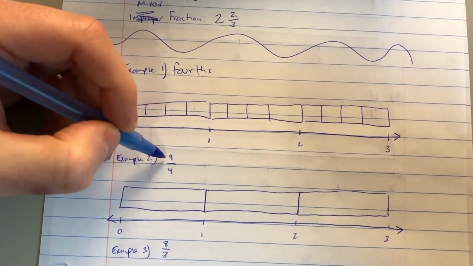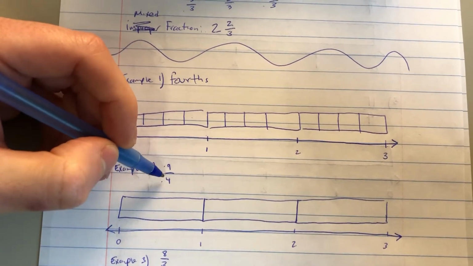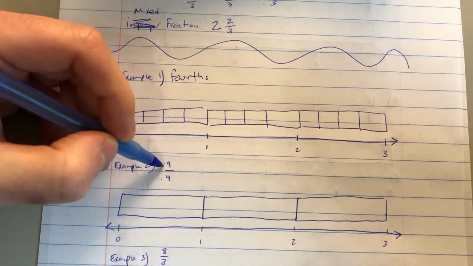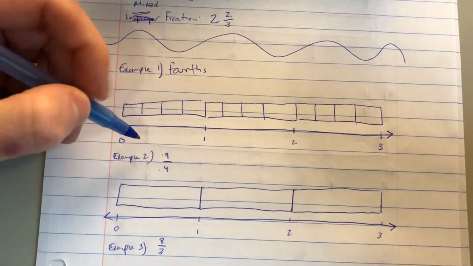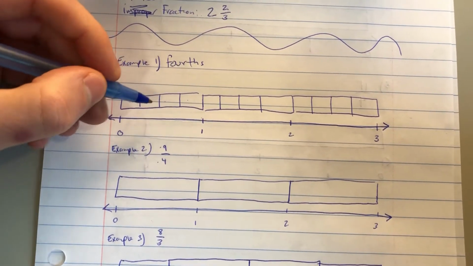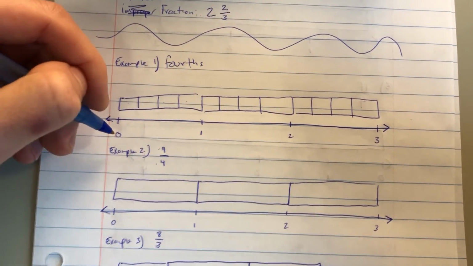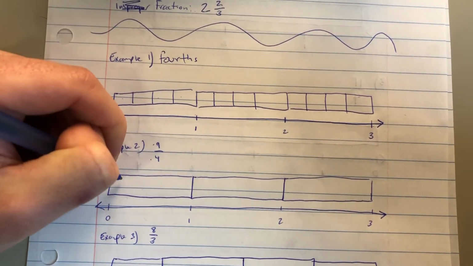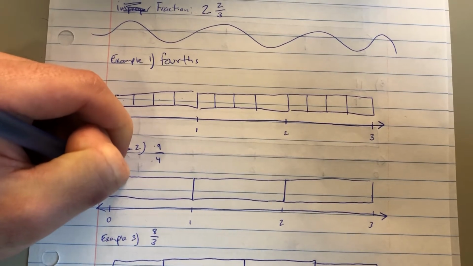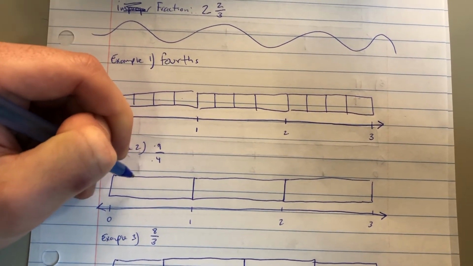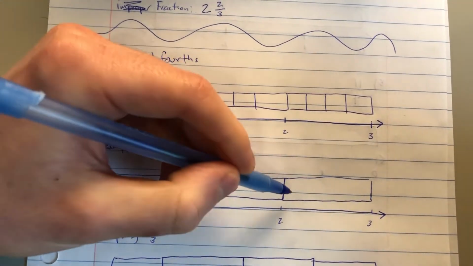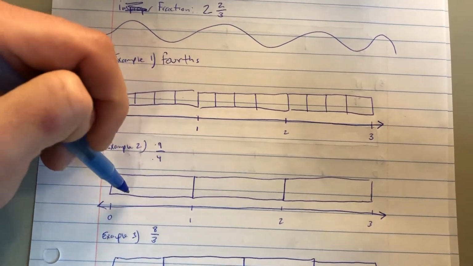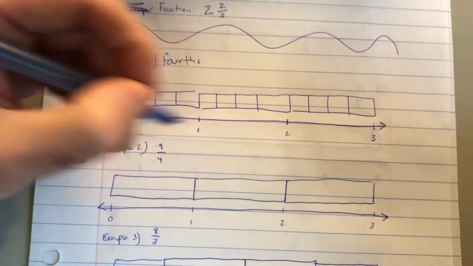Looking at this example, now I have 9 fourths. This is an improper fraction because my numerator is bigger than my denominator. So I know this fraction is bigger than 1. And we've been putting fractions on number lines by creating, from 0 to 1, the number of parts in our denominator. Now we're going to do that in every single space from 0 to 1, from 1 to 2, and 2 to 3. So watch this.